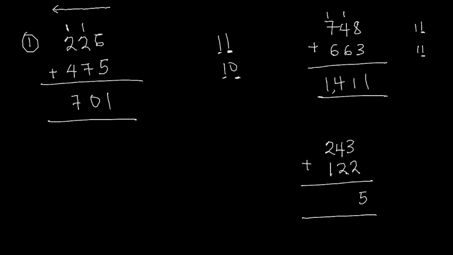So 4 and 2. 4 plus 2 will give me 6, so I write 6. There's nothing to carry, so I move to the next set of digits. That is 2 and 1. 2 plus 1 will give me 3, so I write down my 3 over here. So it means my final answer over here is 365.